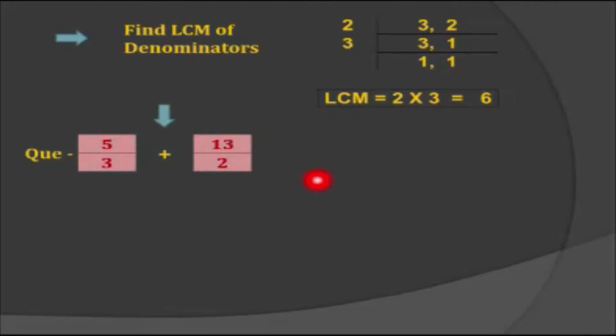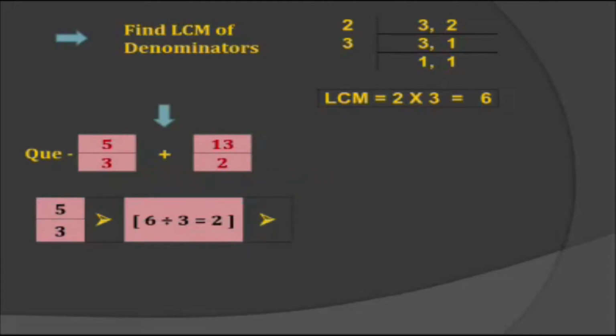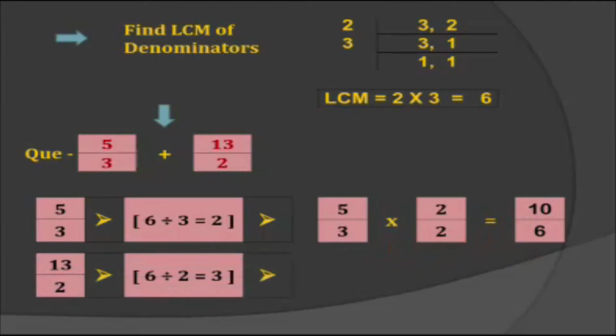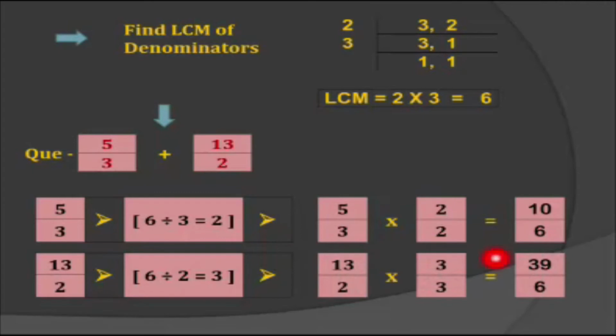So now what we will do here, again we will divide the LCM by the denominator. So 6 divided by 3 is equal to 2. Now we will multiply 5 by 3 with 2. Now 5 by 3 multiplied by 2 by 2 is equal to 5 2s are 10 and 3 2s are 6. Next step, again 13 by 2. Here 2 is denominator and 6 is LCM, so 6 divided by 2 is equal to 3. Then we will multiply 13 by 2 with 3. So 13 by 2 multiplied by 3 by 3 is equal to 39 by 6.